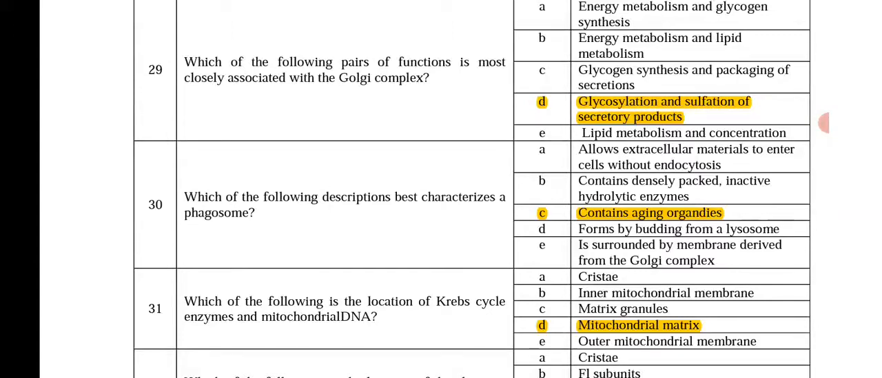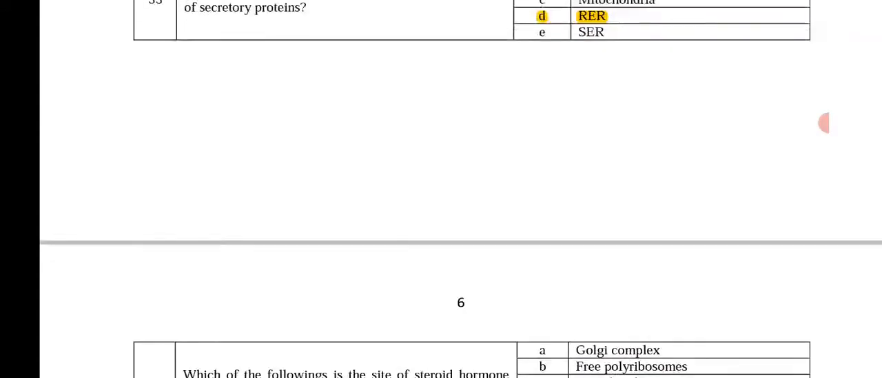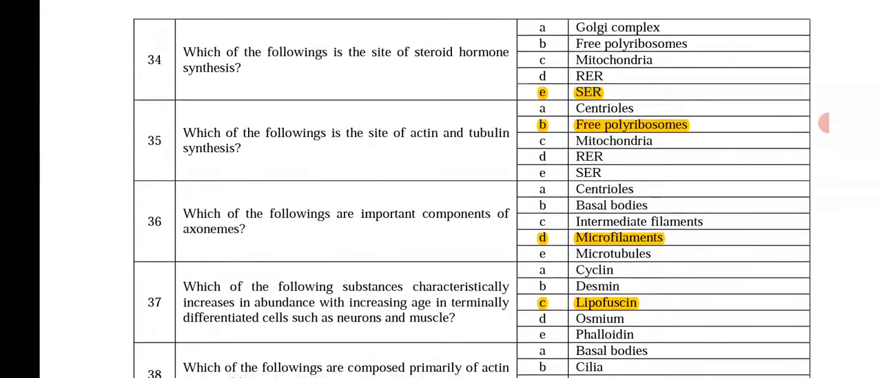Which of the following is location of Krebs cycle enzyme and mitochondrial DNA? Mitochondrial matrix. Which of the following is the location of electron transport system? Inner mitochondrial membrane. Which of the following is the site of core glycosylation of secretory proteins? Rough endoplasmic reticulum. Which of the following is the site of steroid hormone synthesis? Smooth endoplasmic reticulum. Which of the following is the site of action of tubulin synthesis?